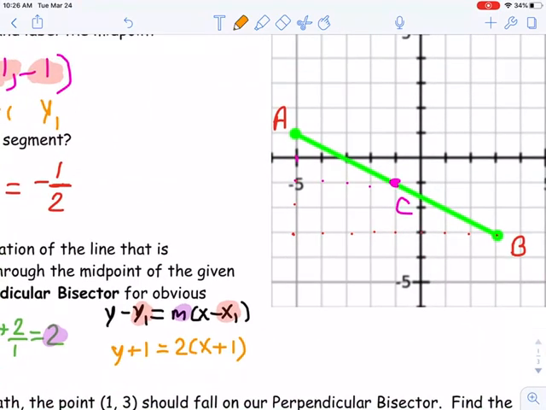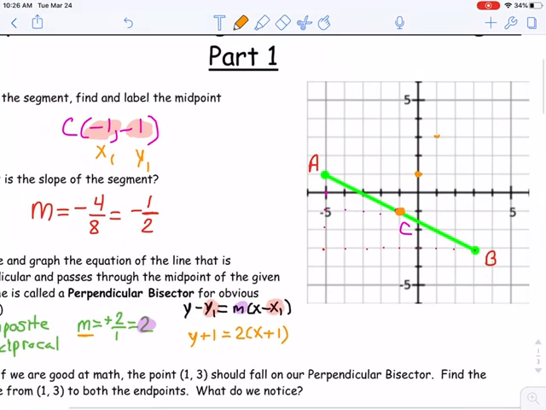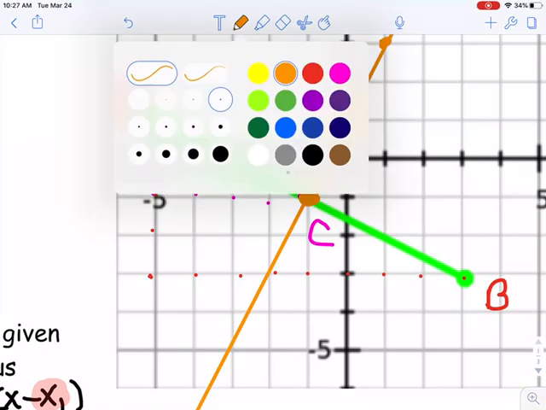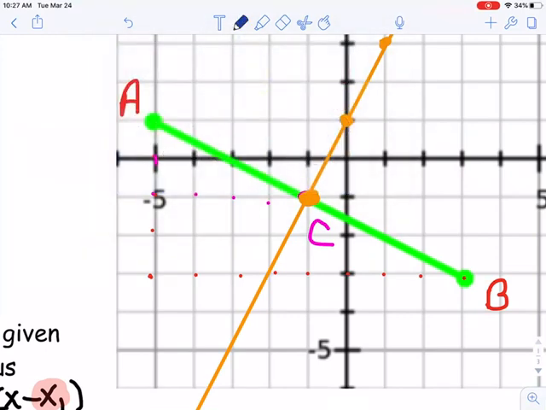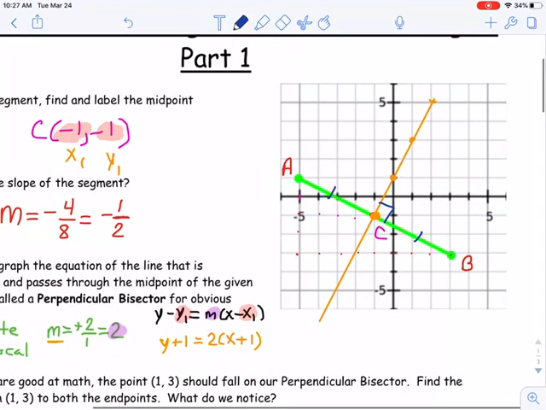Now we're going to graph it. So really from this point right here, point C, the midpoint, well, we're going through that point. That's why we're using point-slope form. So then I'm just going to do a slope of up 2 over 1, up 2 over 1, and so on and so forth. All right. So coordinate geometry, very powerful stuff. Very useful in today's world. Now, this orange line bisects and it's perpendicular to this green line. So it's the perpendicular bisector.